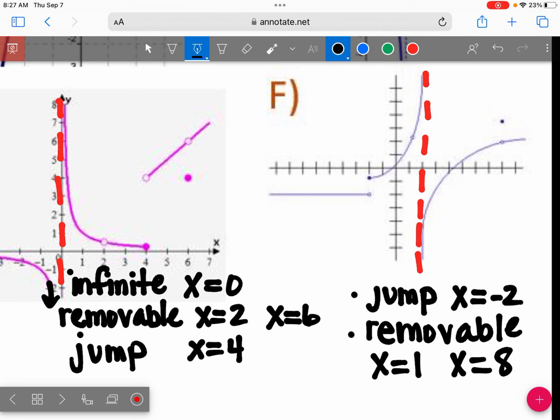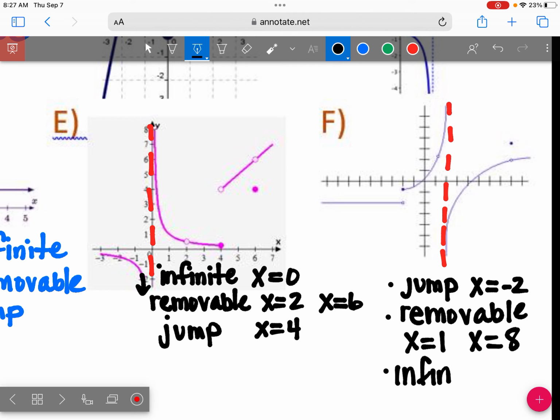And then we have an infinite. And that is at x equals 2. So you can't have two discontinuities with the same value? No. At that point, you can't have a jump and an infinite at the same point. And we are going to actually get into graphing discontinuities. We're going to graph jumps, and then infinites we'll graph in chapter 4, and removables in chapter 4.